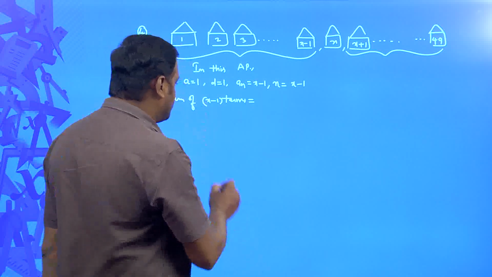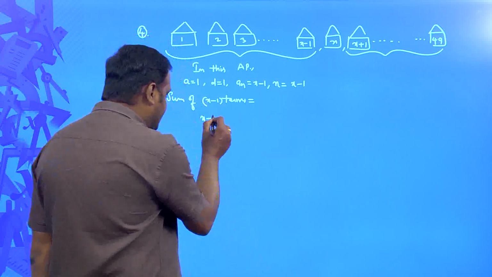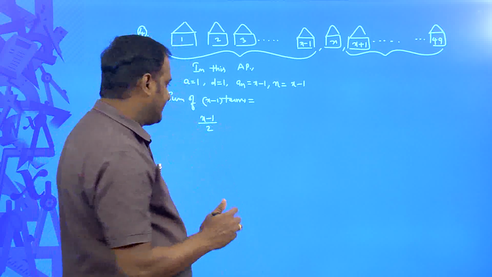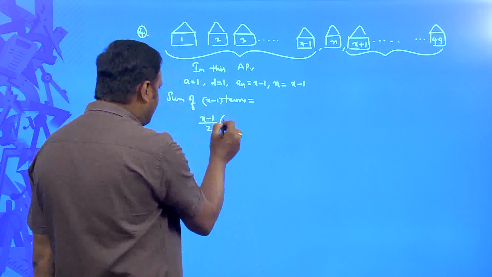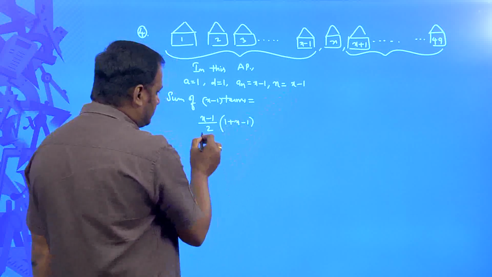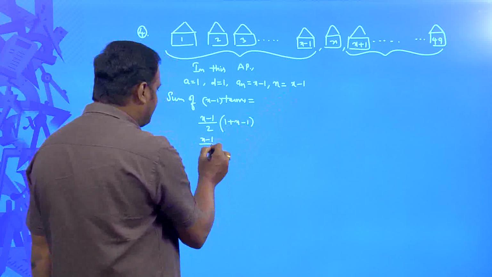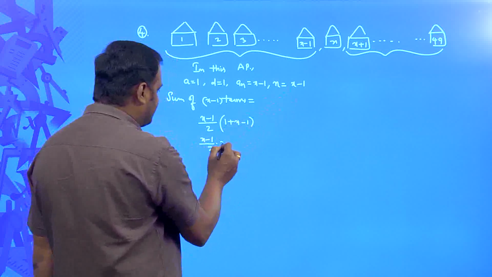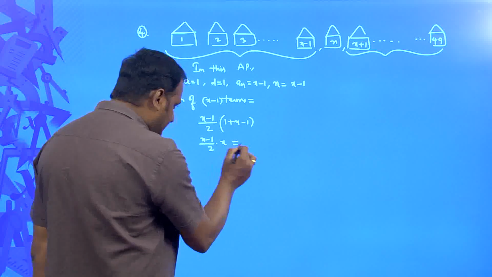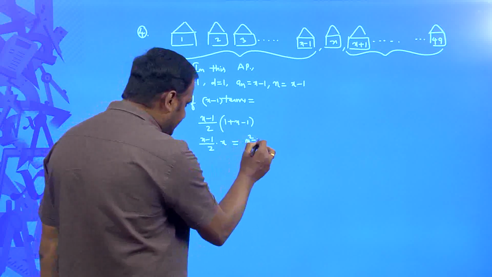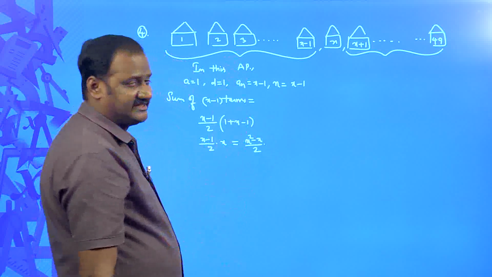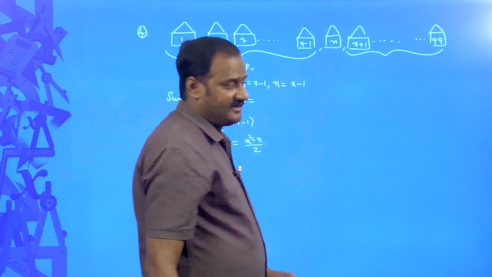Therefore, the sum is going to be x minus 1 by 2, because n by 2 into a plus a n. a is going to be 1, plus a n is going to be x minus 1. So, this is x minus 1 divided by 2 into minus 1 plus 1 cancel, you get x. So, finally, this sum is going to be x into x, which is x square minus x divided by 2. This is the sum of these terms coming here.